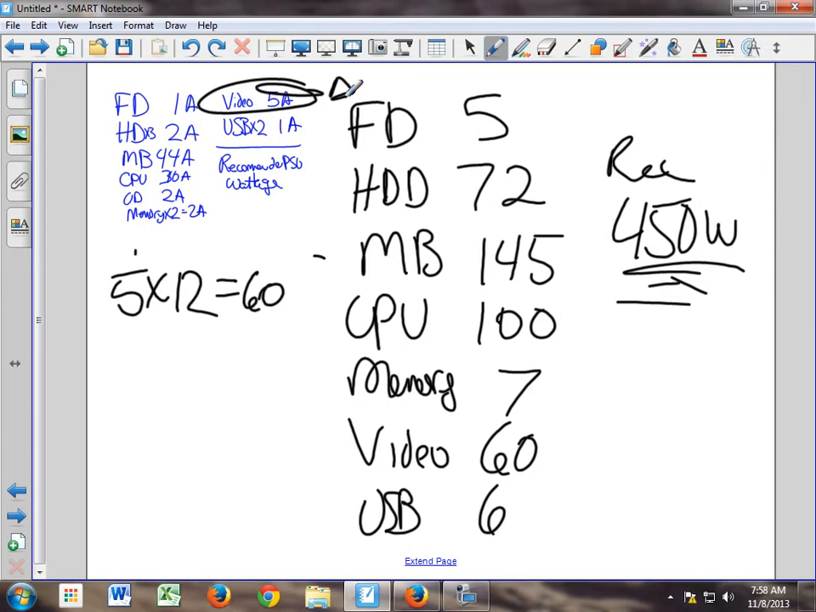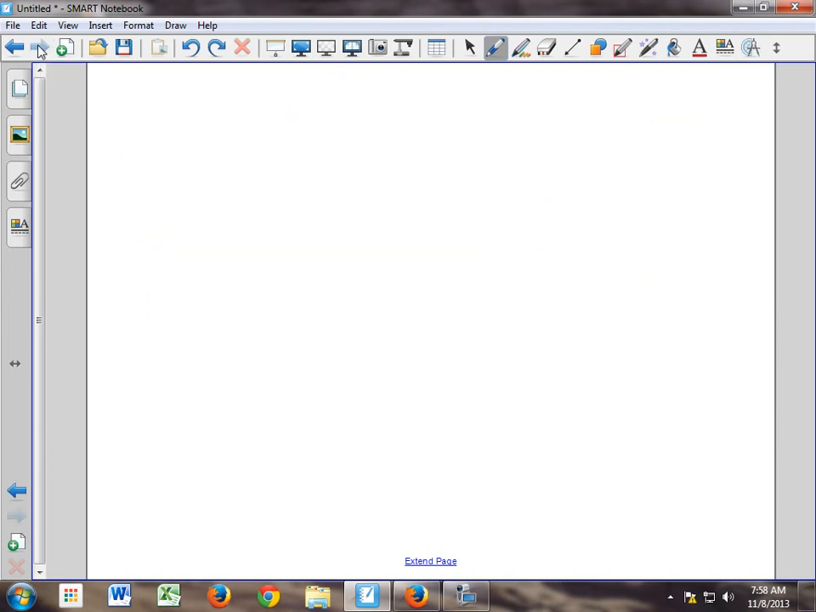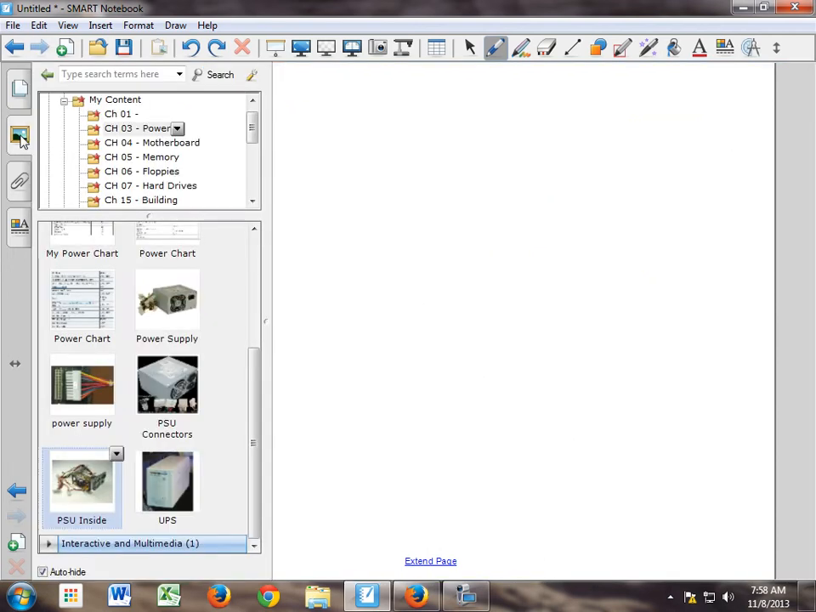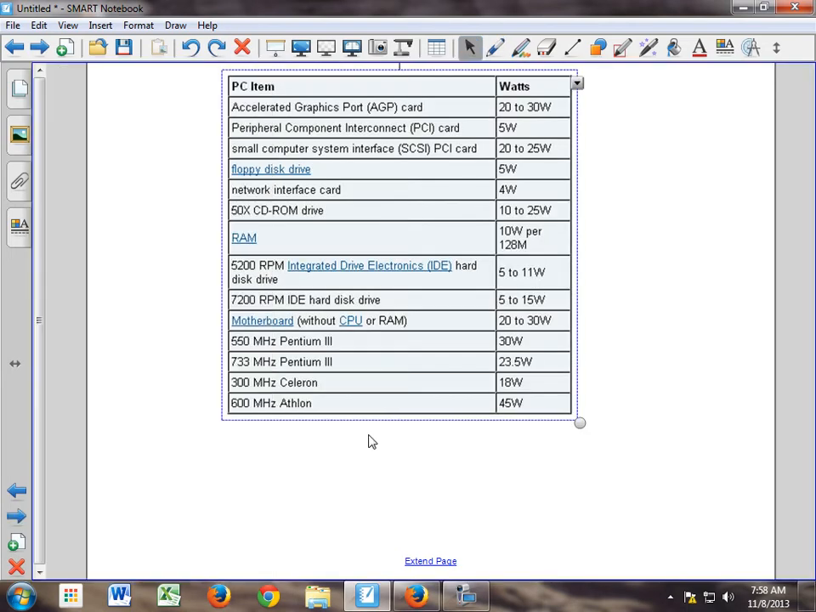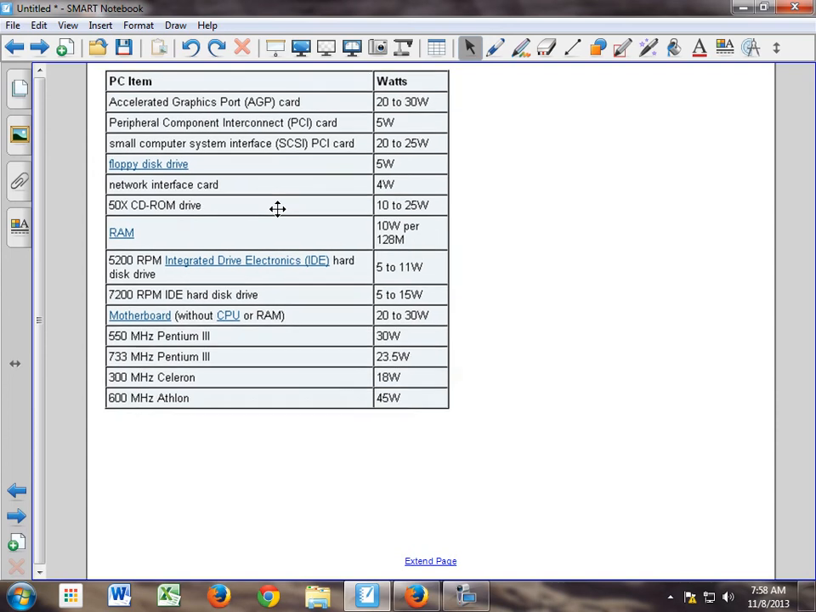So this is just an example of how you have to look at the amperage, multiply it by the appropriate voltage, and add all the watts together to come up with that answer, okay? Now, I'm probably going to give you one of these and a link to something else, okay?